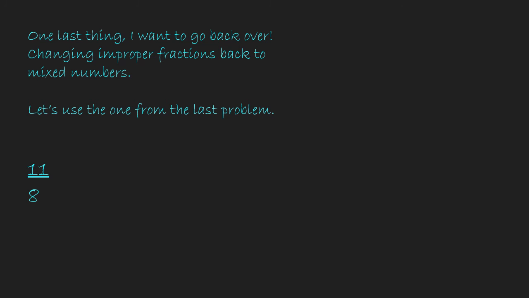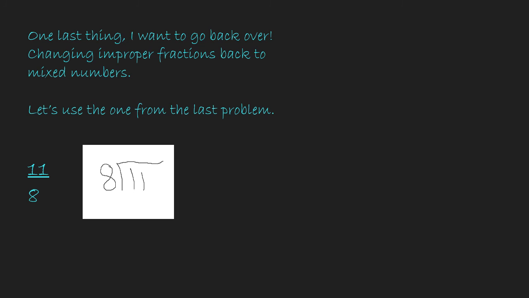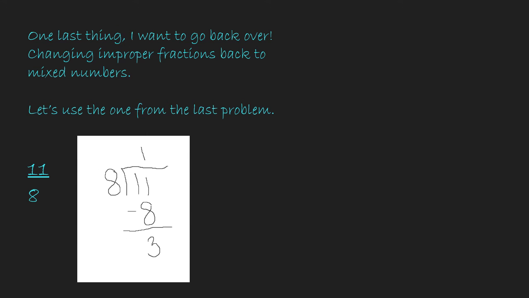I want to use division. So I'm asking myself, 8 goes into 11 how many times? 1. Then I work my division problem and I say 1 times 8 gives me 8. And I subtract, which gives me 3. The 1 on top of the house becomes my new whole number. The 3, which would be your remainder, becomes my new numerator. And my denominator stays the same.